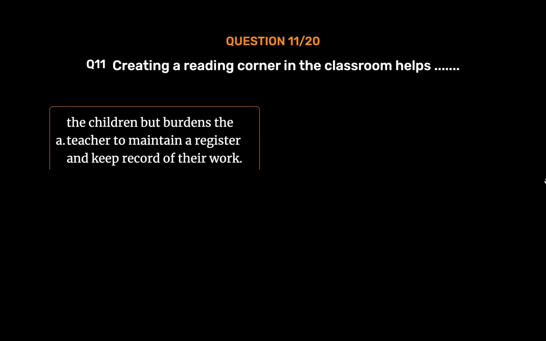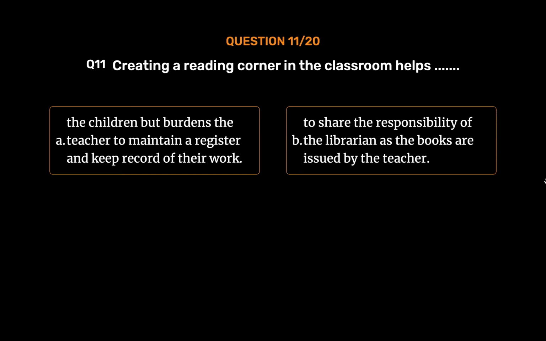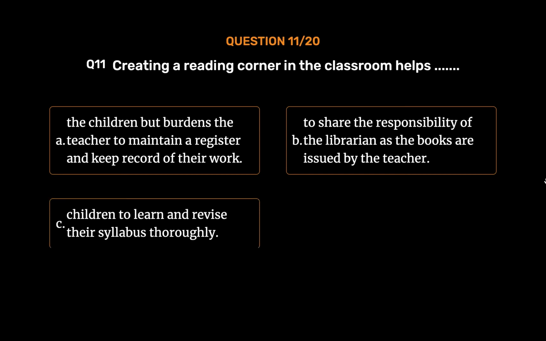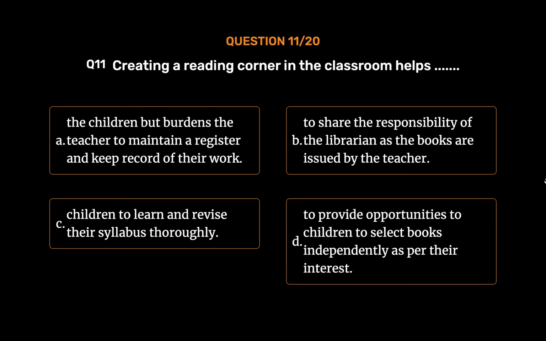Question number 11. Creating a reading corner in the classroom helps. Option A. The children but burdens the teacher to maintain a register and keep record of their work. Option B. To share the responsibility of the librarian as the books are issued by the teacher. Option C. Children to learn and revise their syllabus thoroughly. Option D. To provide opportunities to children to select books independently as per their interest. The correct answer is Option D. To provide opportunities to children to select books independently as per their interest.